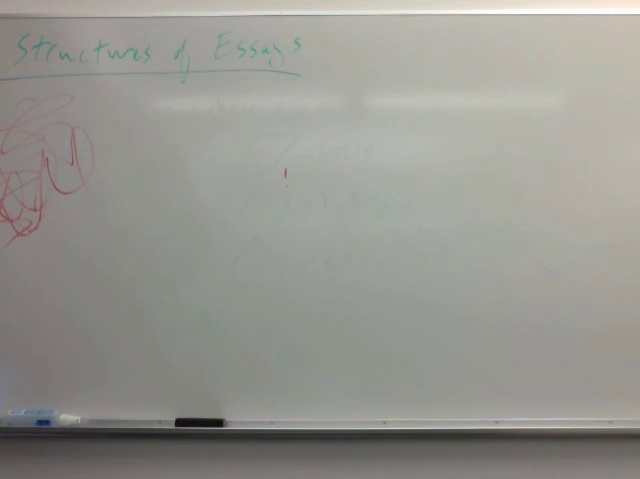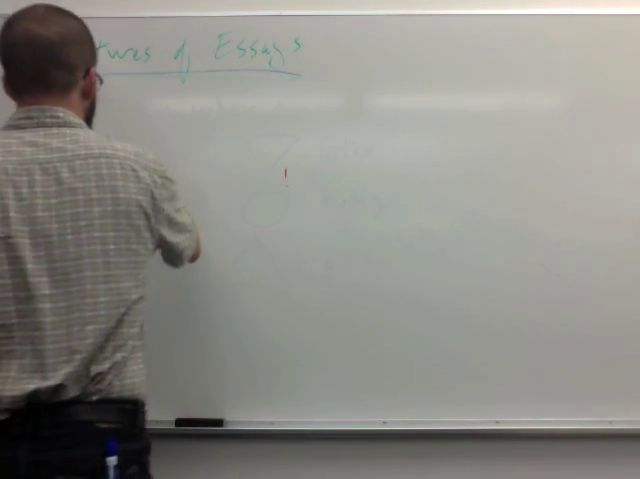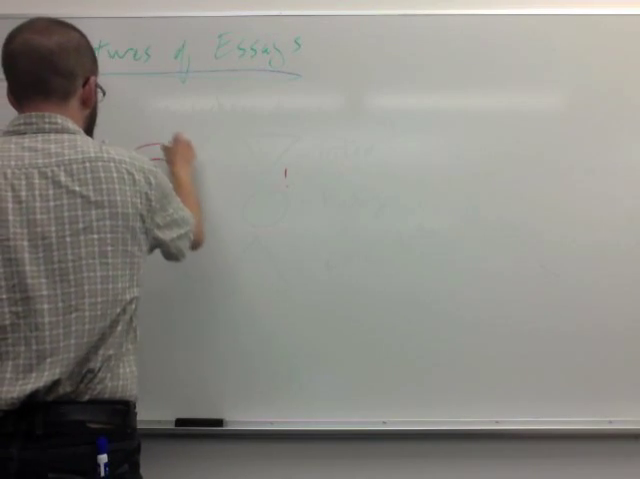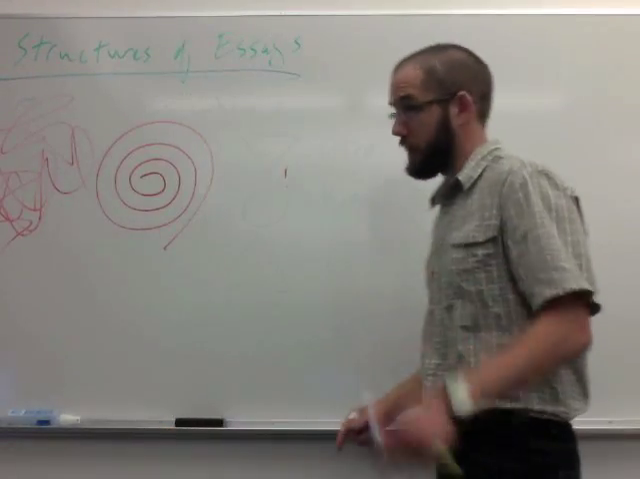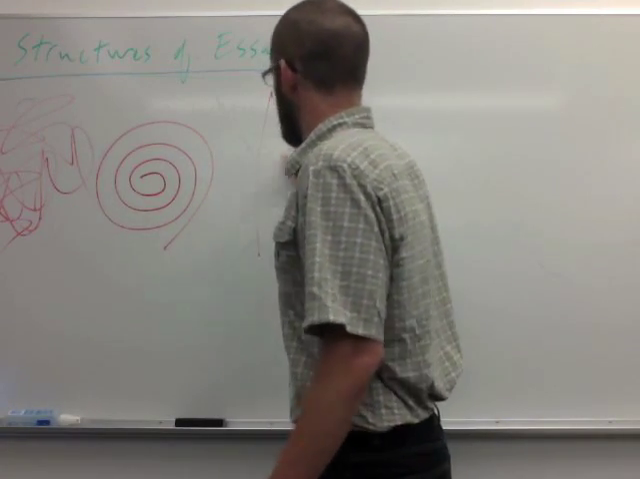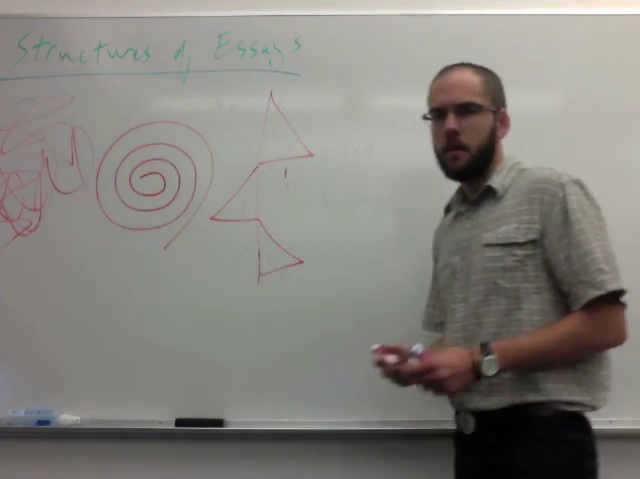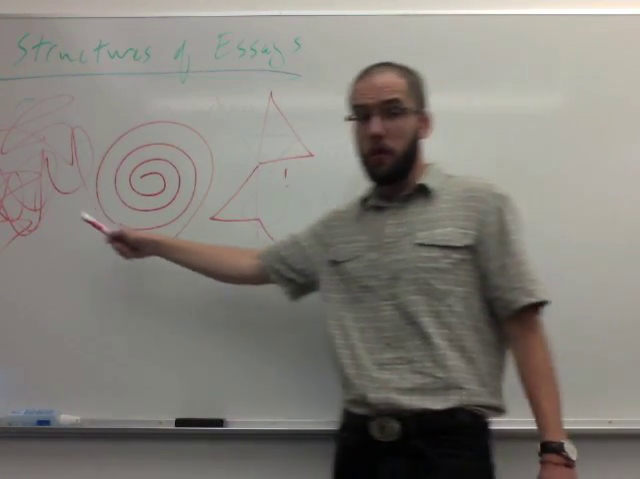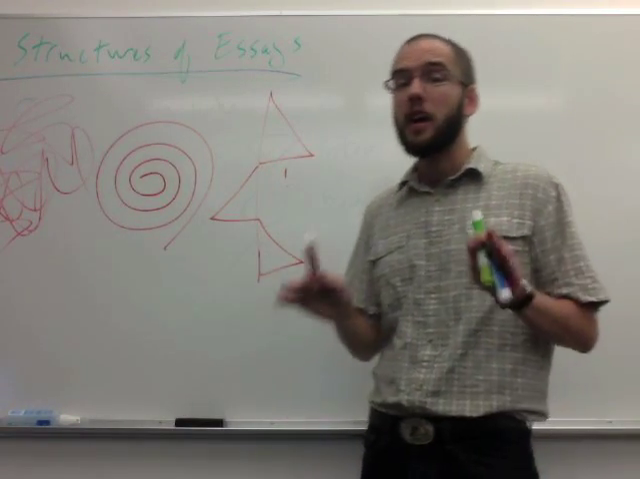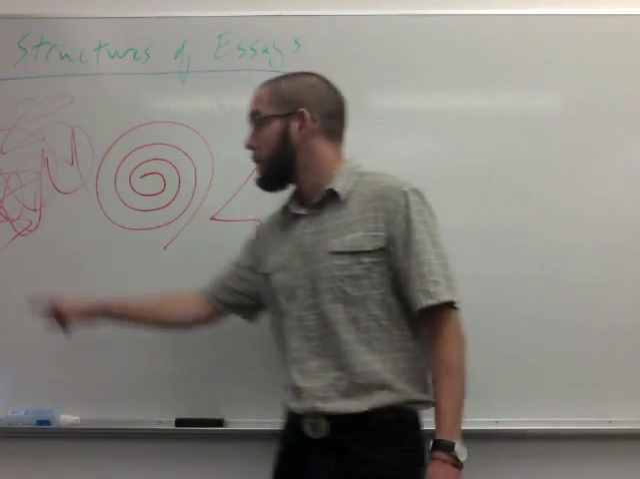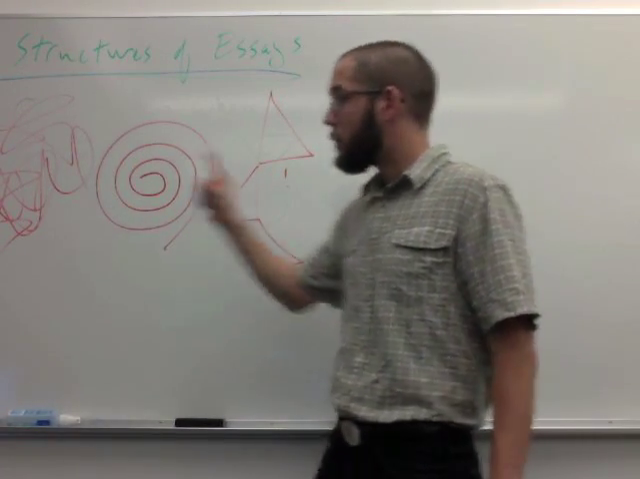Squiggly mess. The second type of essay I see looks like this. And the third type of essay I see looks like this. We have the squiggle mess, the spiral, and the little Charlie Brown Christmas tree. What I call these are the grasshopper, the dead horse, and the Charlie Brown Christmas tree.